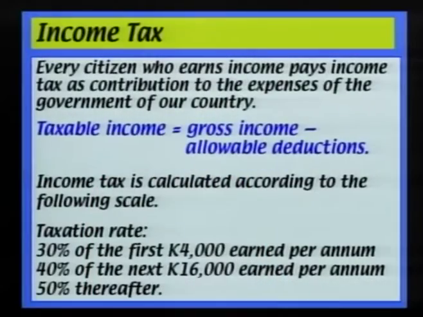Okay, I'll just explain a little bit on what you're supposed to do for income tax. It says every citizen who earns income pays income tax as contribution to the expenses of the government of our country. Taxable income is equal to the gross minus deductions or allowable deductions. Income tax is calculated according to the following scale. If you earn more than 4,000 kina, 30% of 4,000 kina of that amount of money that you earn will be deducted for tax.